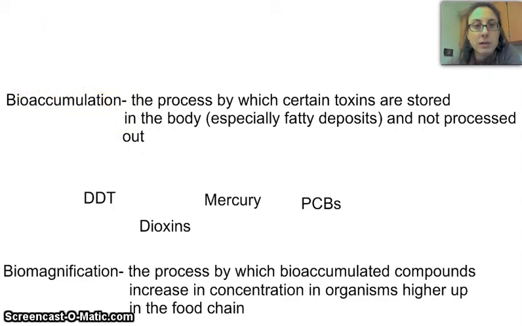Our bodies, and the bodies of most individual organisms out there, have processes for getting rid of toxins so they don't build up. Alcohol is a good example. You drink alcohol, and your body processes it out in a couple of hours. But there are certain toxins that don't get processed out, or they get processed out very, very slowly. These are things like mercury. DDT is another example, as are dioxins and polychlorinated biphenyls.